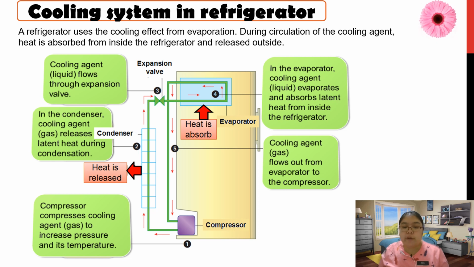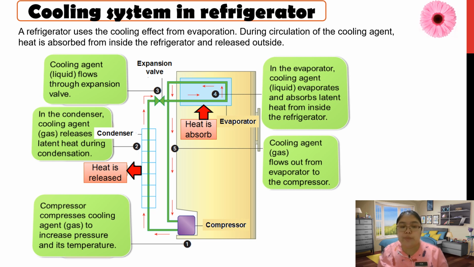The first step is the compressor. Let's see the compressor. The compressor takes the cooling agent, which starts as a gas, and increases its pressure and temperature. After that, it goes up to the second part, the condenser. Heat is released from the refrigerator here. This part is the condenser.